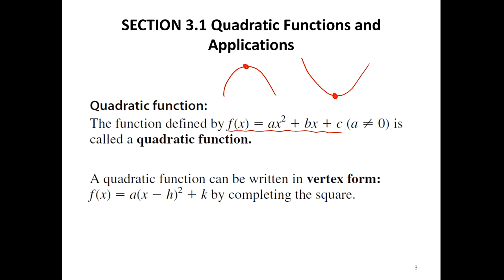If the parabola is concave up, we have a vertex that is the minimum vertex, okay? This is the minimum vertex. If we have a parabola or quadratic function concave down, this is called the maximum vertex, okay?